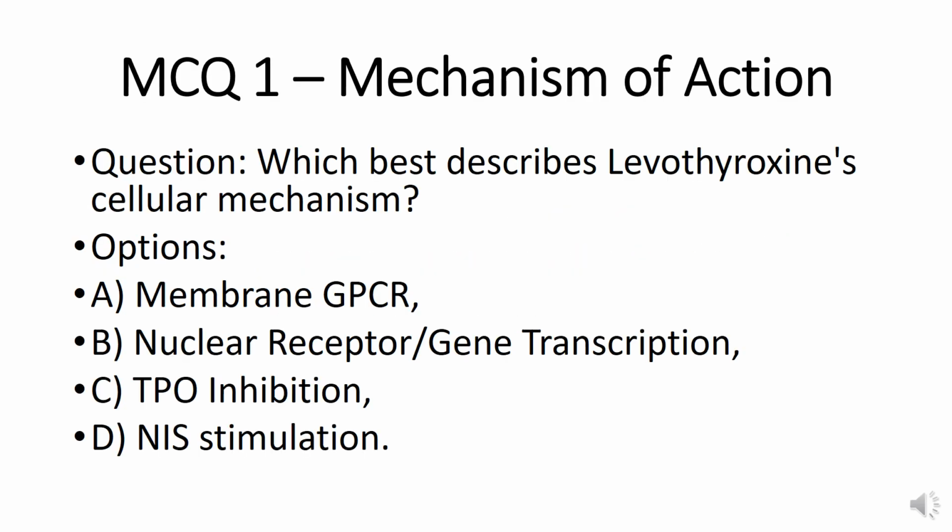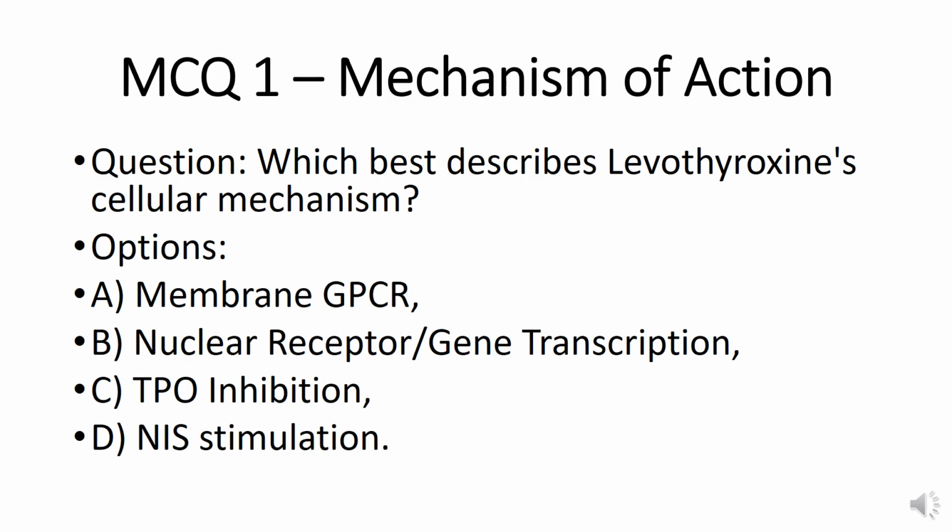Let's test our understanding with a quick multiple-choice question. Here's the scenario. Which of the following best describes the cellular mechanism of action of levothyroxine? Option A. Activation of a membrane-bound G-protein-coupled receptor, or GPCR. Option B. Binding to a nuclear receptor and regulation of gene transcription.